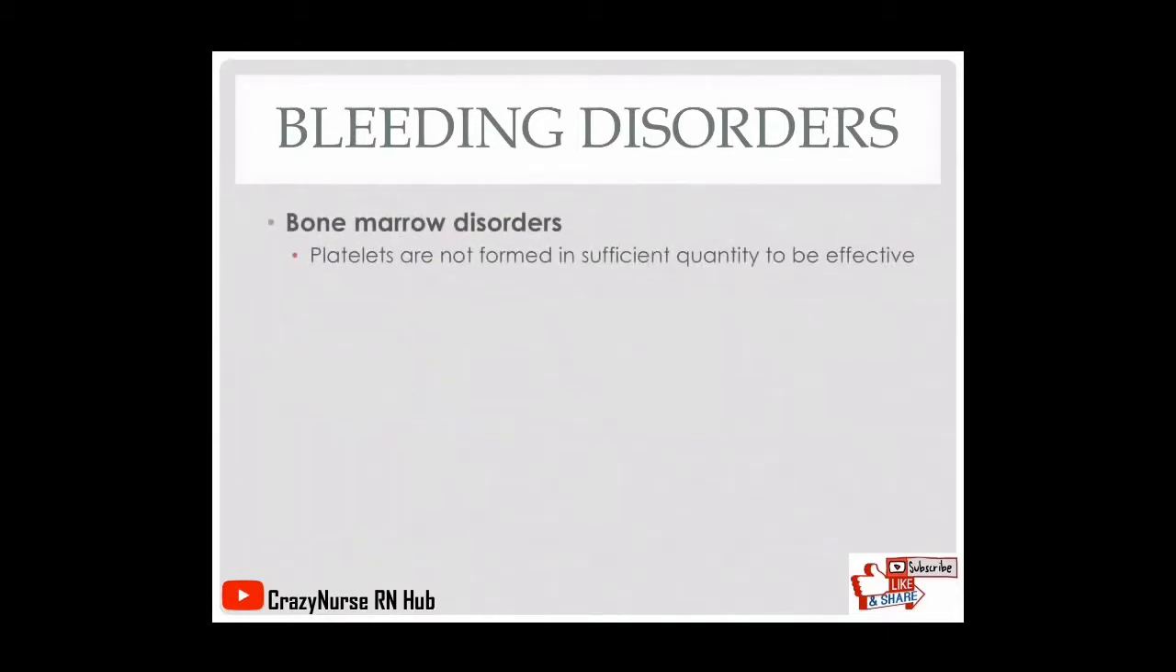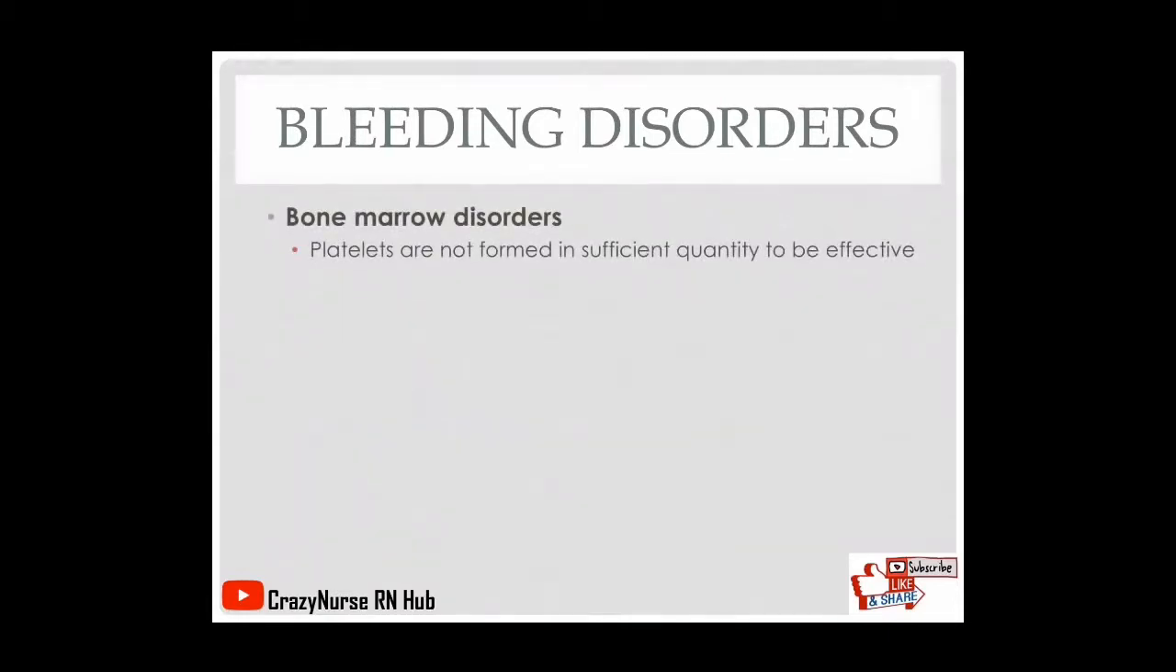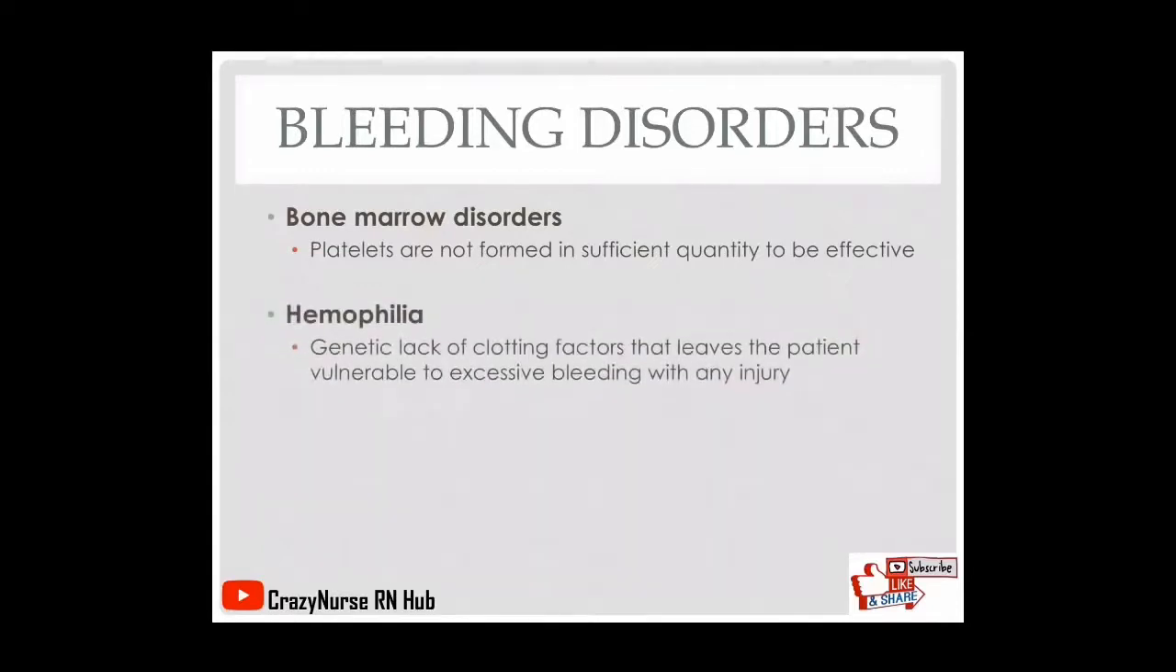We also have here bleeding disorders. First, we have your bone marrow disorders wherein the platelets are not formed in sufficient quantity to be effective. We also have your hemophilia. It is a genetic lack of clotting factors that leaves the patient vulnerable to excessive bleeding with any injury. We will discuss hemophilia on the later slides.